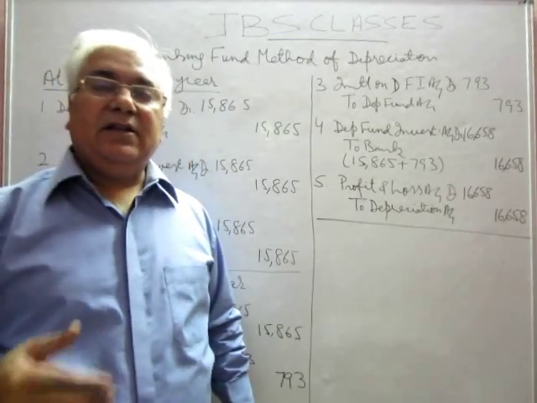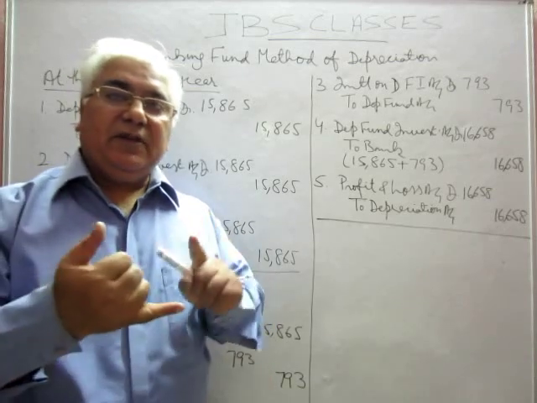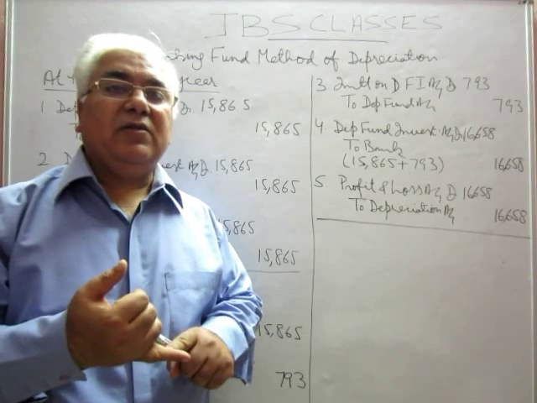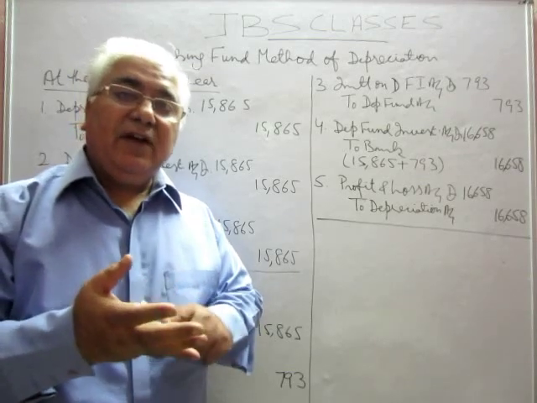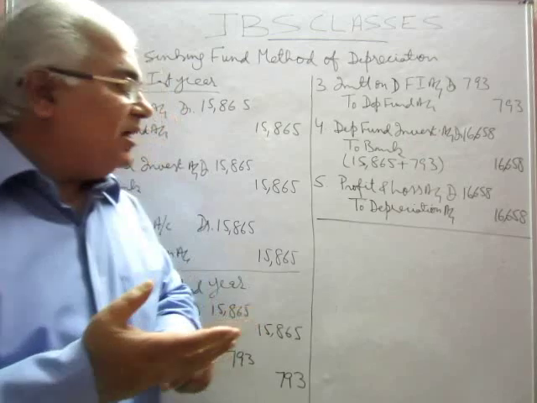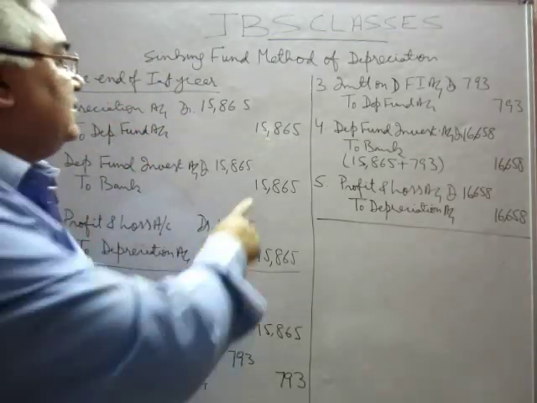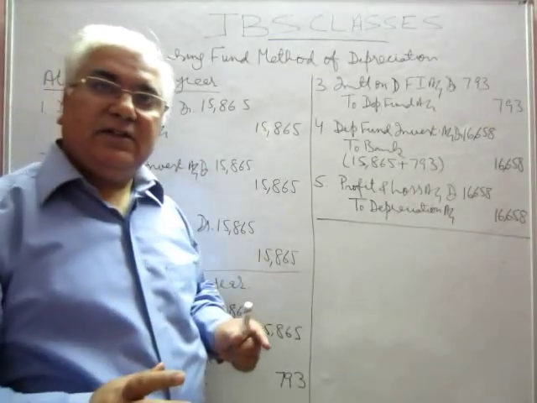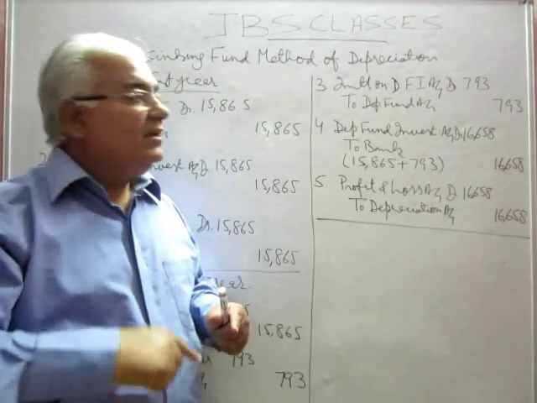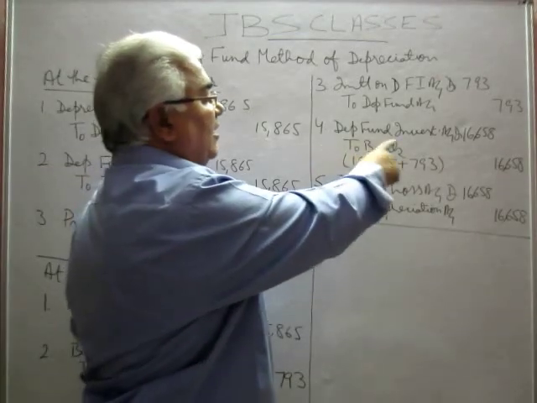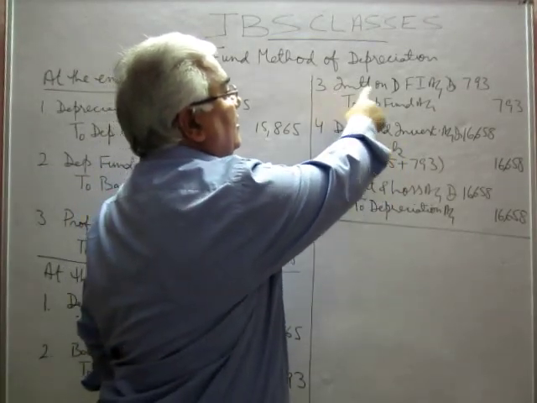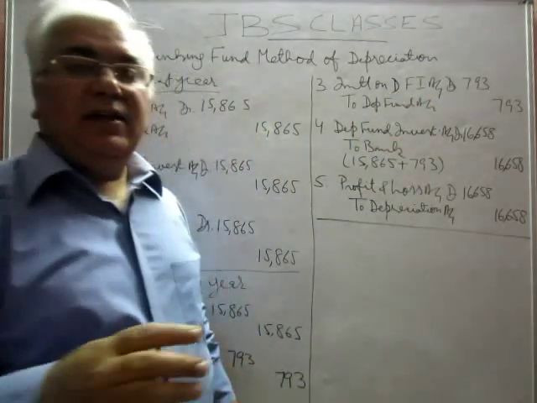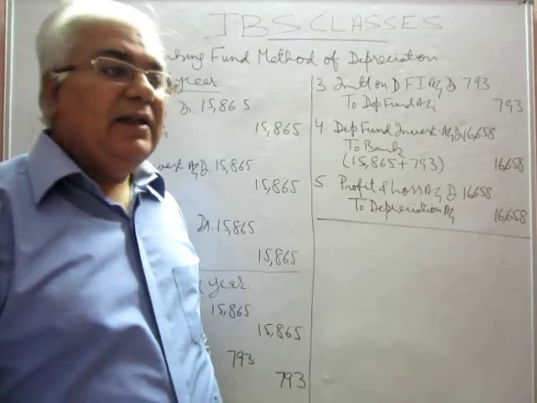Now in the third year, in the last year, as usual, we will charge depreciation, but we will not invest this amount. We will receive interest on both the investments made by us. First is this investment, second is this. On these two investments we will receive interest. Then again this interest will be shifted to fund account, like interest on this fund account to depreciation fund account. Again this entry will be made, right?